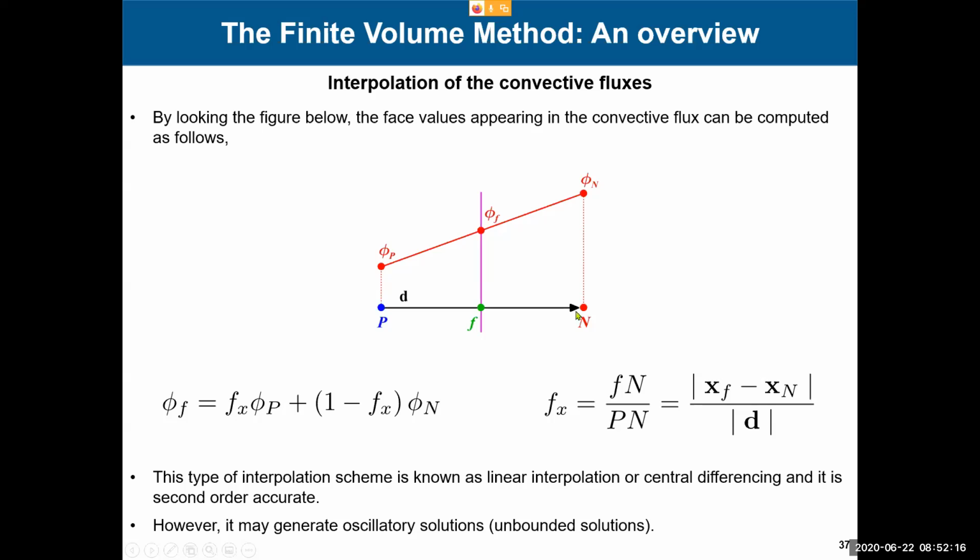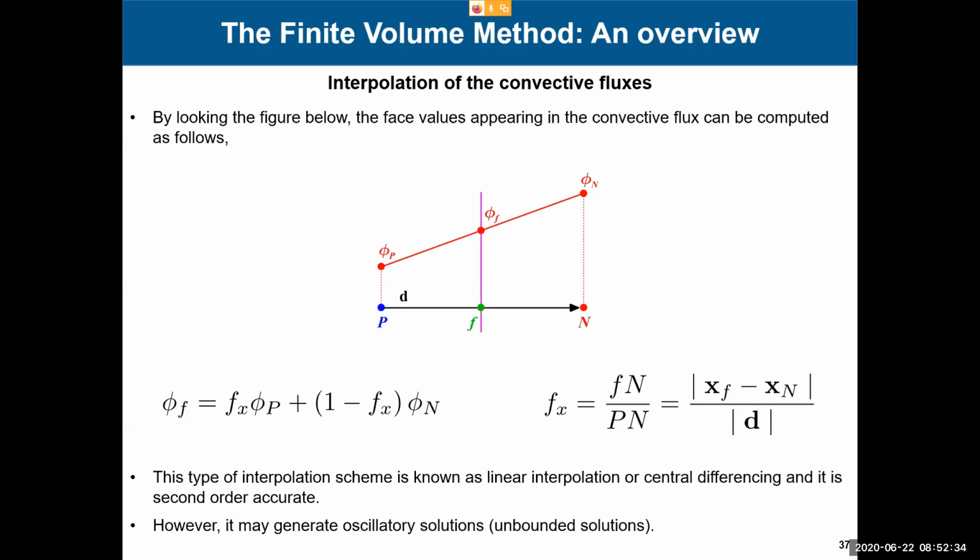So this is very, very accurate. The problem with this is that it might become unbounded for large, let's say, Peclet numbers, when the convection is dominant, which is the case in most situations. So it will become unbounded. It will add oscillations, and maybe it will diverge.